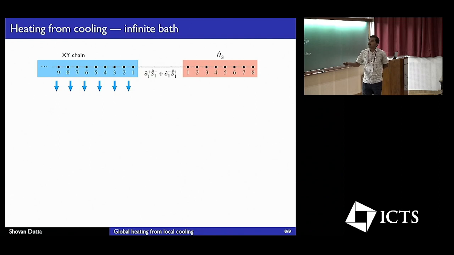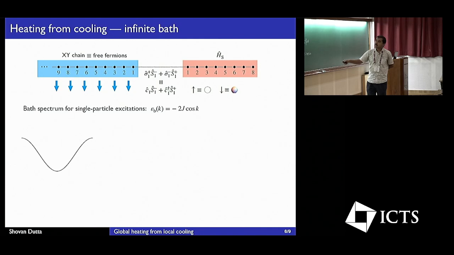Right, so now if I make the bath infinite, so if I have an XY chain as my bath, and again a similar coupling as before, an XY chain is nothing but free fermions hopping, where I have mapped the up state to hole and down state to particle. And then you see that the bath spectrum is just a tight binding dispersion, which is like this. And then whether it will heat or cool depends on where you are setting the chemical potential of the bath.